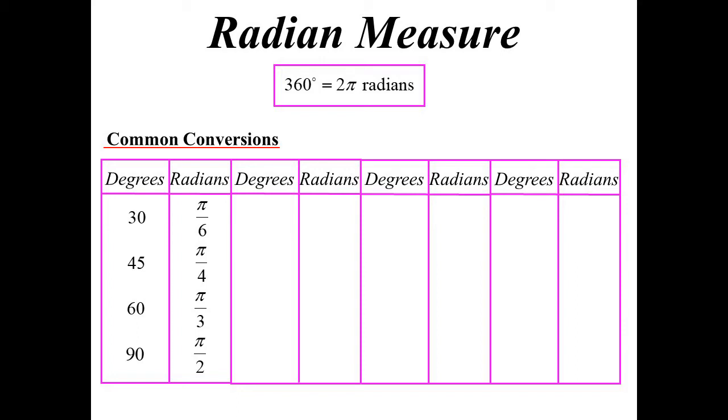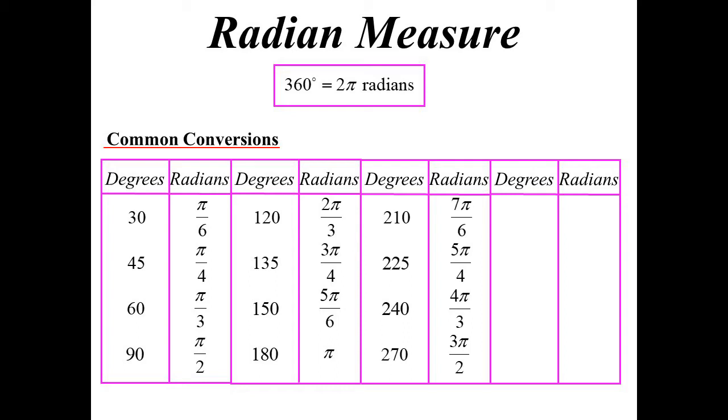And 90 is pi on 2. So there's your first quadrant. So we see those a lot. Second quadrant ones then: 120, 2 pi on 3; 135, 3 pi on 4; 150, 5 pi on 6; and 180, there's your pi radians.